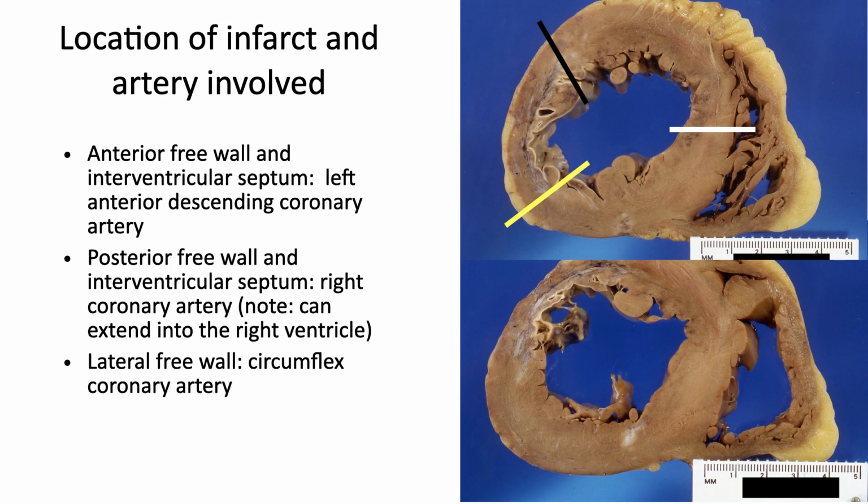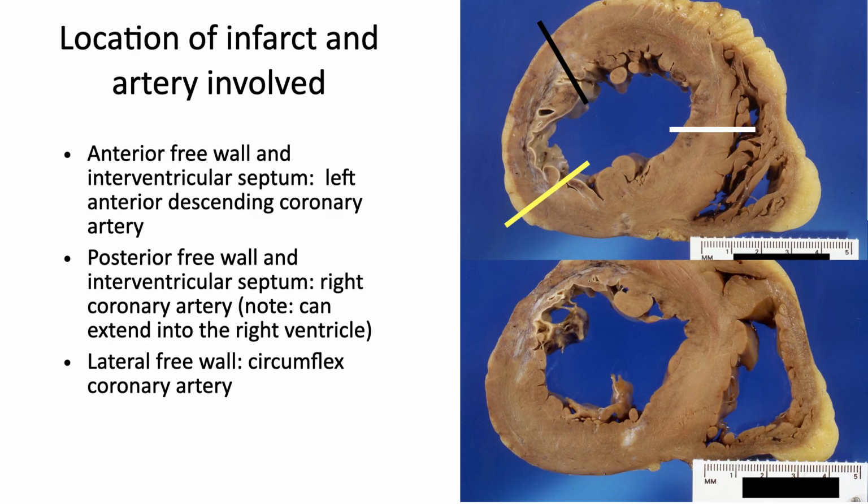If it involves the posterior or inferior free wall, you'll see those used interchangeably. Technically, it's the inferior wall, is my understanding, but sometimes people use posterior. I think posterior is what's used most commonly, but technically it's the inferior. So the posterior or inferior free wall and the inferior posterior portion of the interventricular septum, that's usually the right coronary artery, although in 10% of people that can be the circumflex. And then the lateral free wall is the circumflex coronary artery.